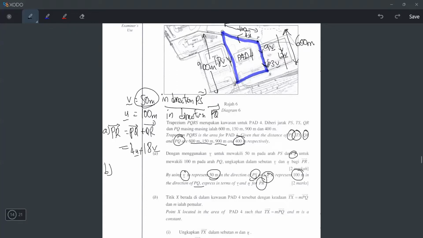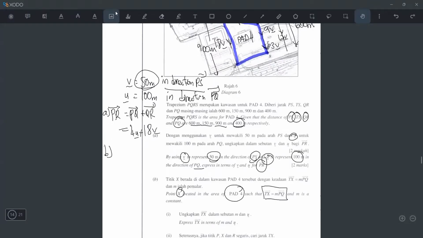Okay, B. Point X is located in the area PAD4 such that TX is MPQ. There's nothing I can label here, but they give you TX is MPQ, which means if the question later asks you to write in terms of M, then you have to use this info no matter what. If they say in terms of M, or ask you to find the value of M or anything related to M, you have to use this info.